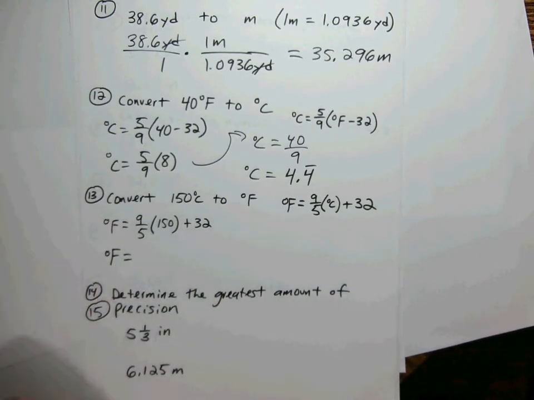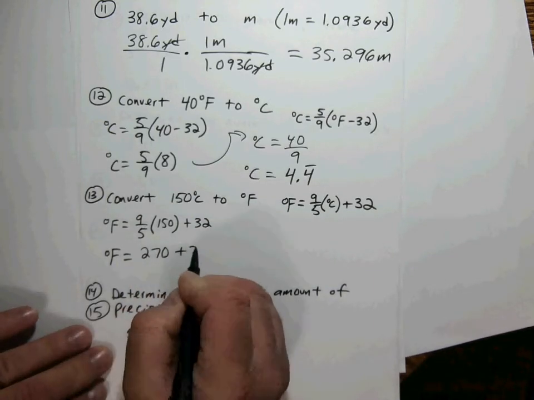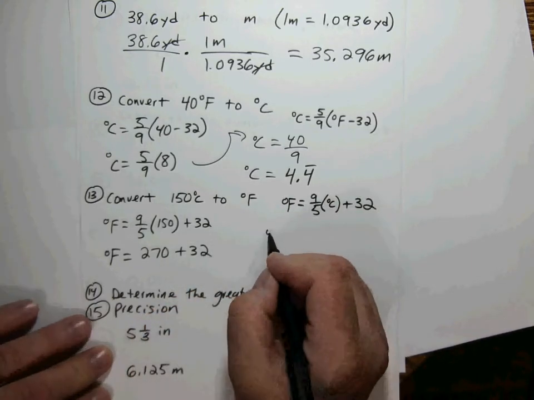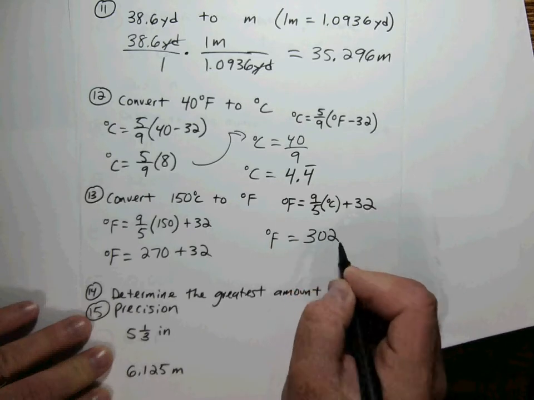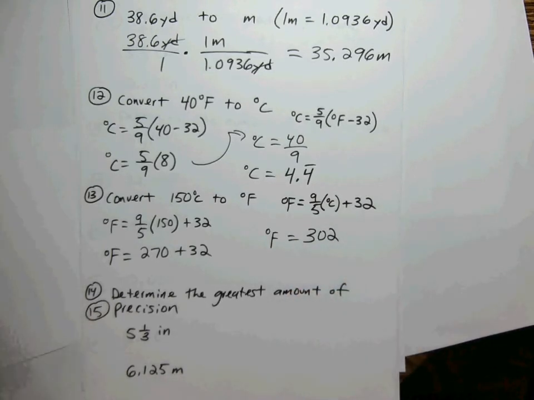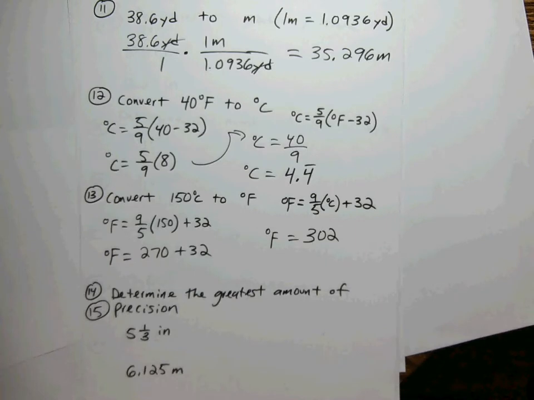So what is that going to give me? I got 150 times 9 divided by 5, that's 270. And then I'm going to add 32 to it. That's going to give me 302 degrees. So yeah, that's hot, okay? Remember, the boiling point of water in the Celsius scale is 100, so I'm well past the boiling point of water. And in the Fahrenheit scale, we know the boiling point of water is 212.